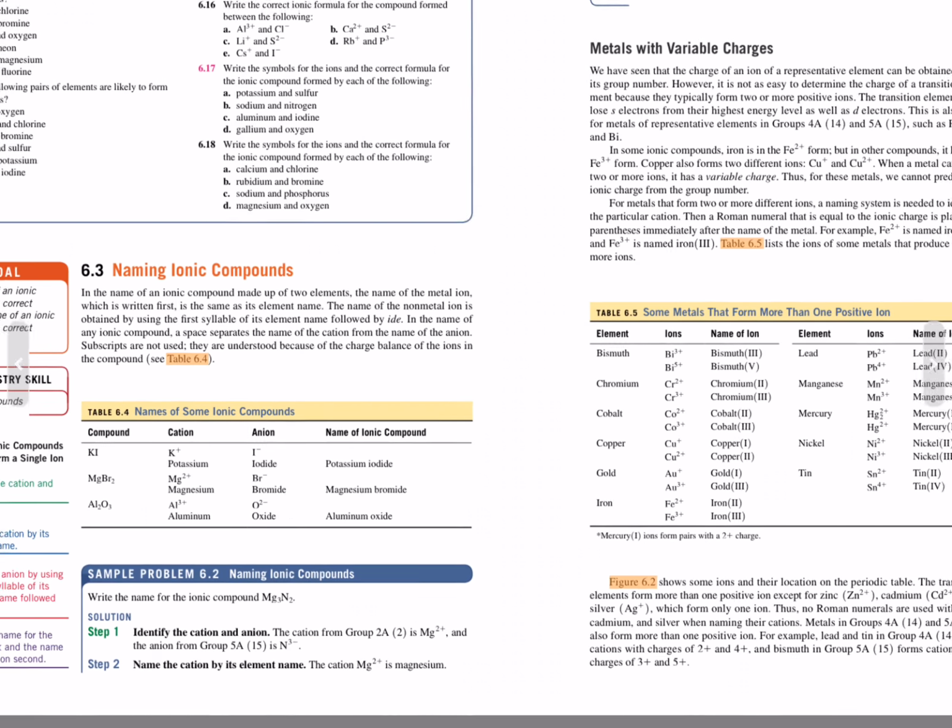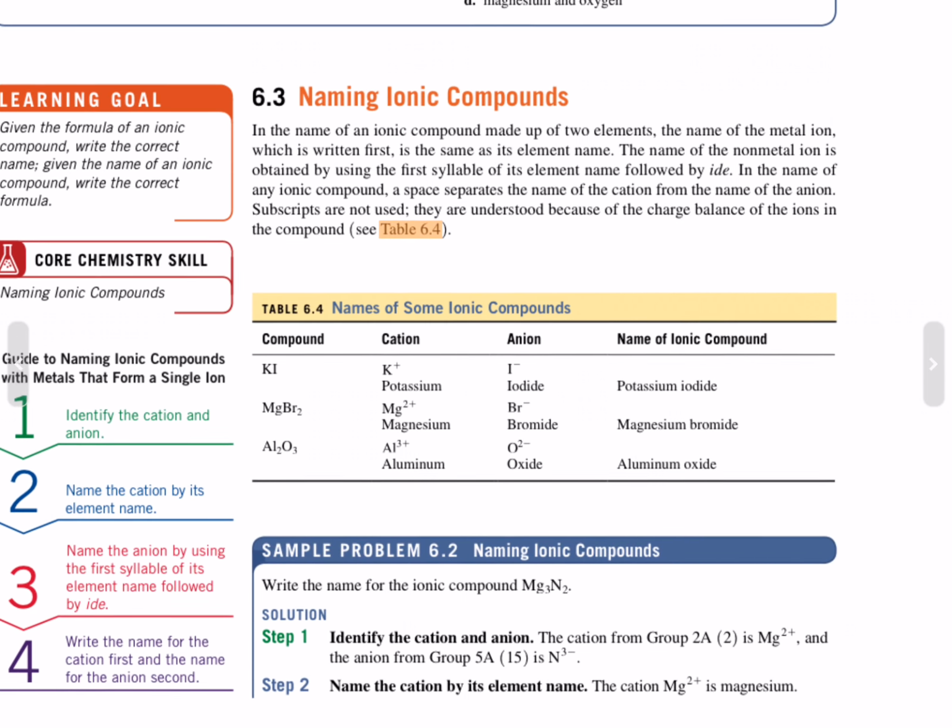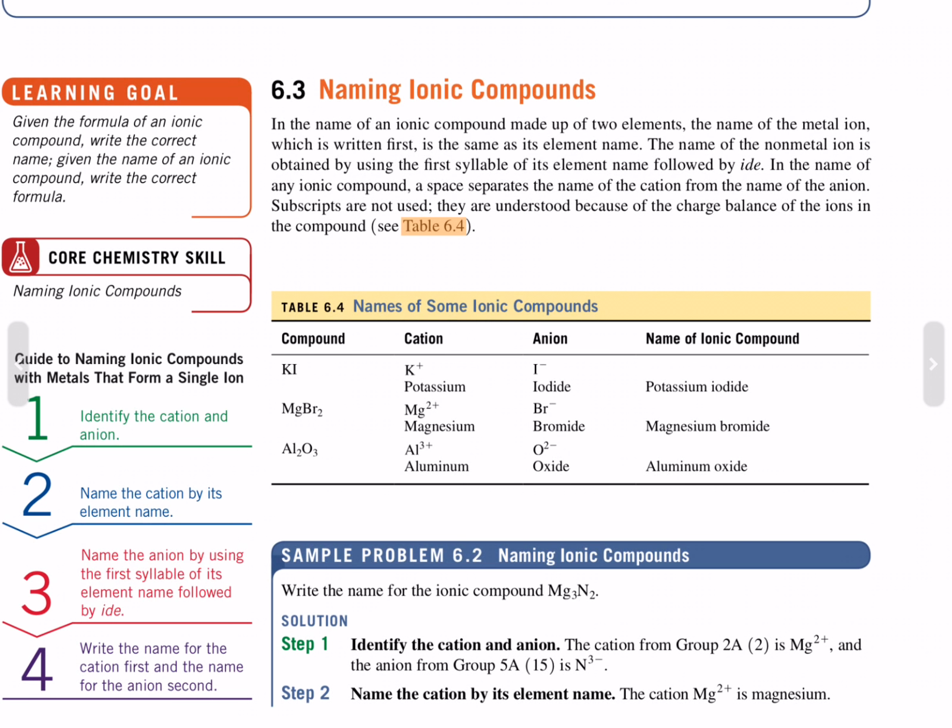Section 6.3, Naming Ionic Compounds. The name of an ionic compound is made up of two elements.